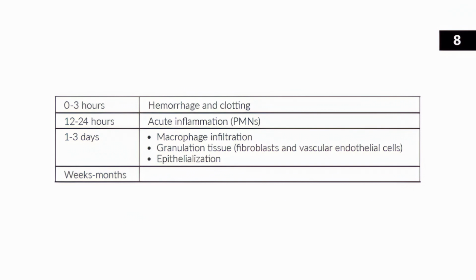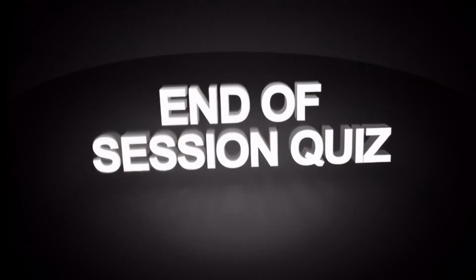Then, over a period of months, you have more and more collagen production. So, at first it was type 3 collagen in the granulation tissue, and now it's more type 1 collagen, that strong collagen that's involved in scarring. So, now we're ready for the end of session quiz. So, I want you to pause the video, go through those questions, and then we'll go through them together.